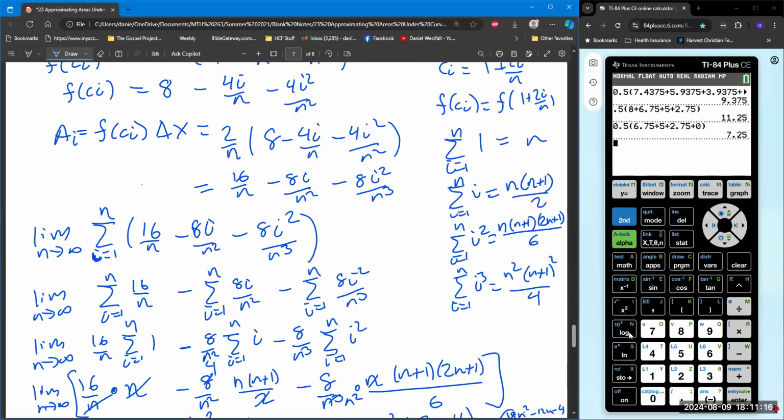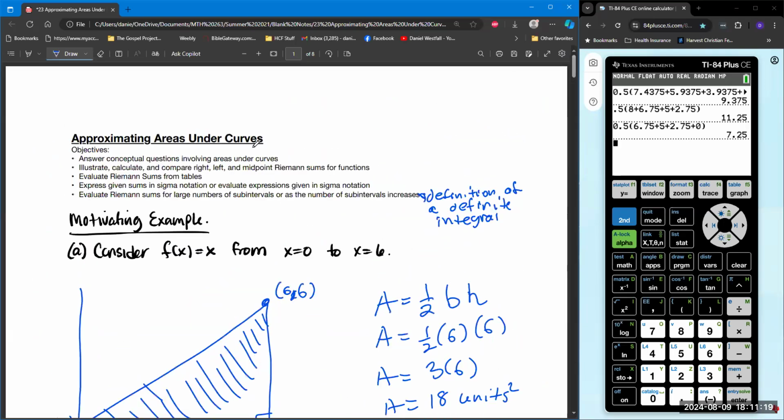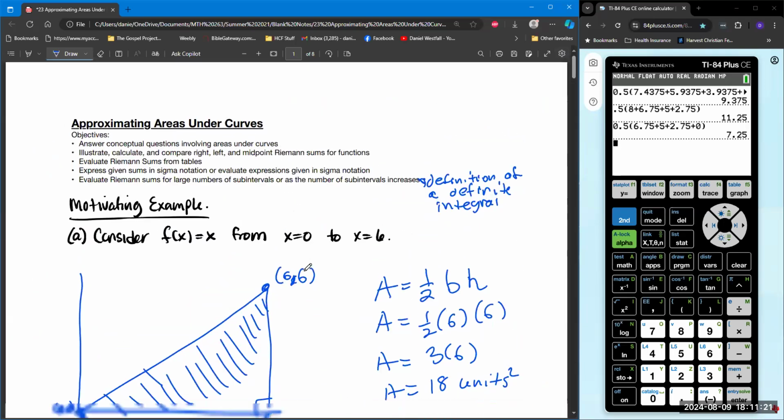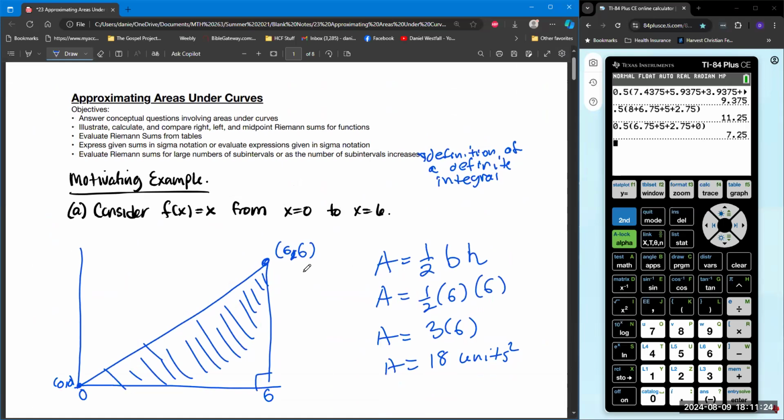Let's see, what else did we have for objectives here? I want to make sure that I covered all the objectives. So area under curves conceptually using geometry, doing left, right, and midpoint Riemann sums, evaluate Riemann sums using the tables in my calculator, express given sums in sigma notation and evaluate in sigma notation. I did that, and I did a definite integral and showed what happened as n goes to infinity.